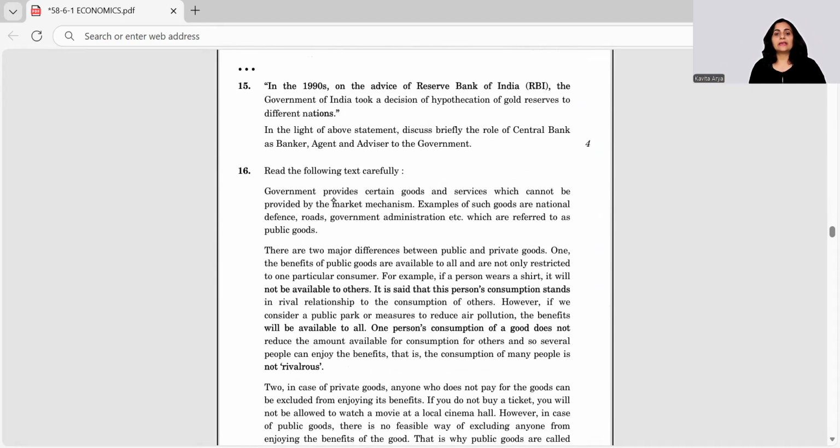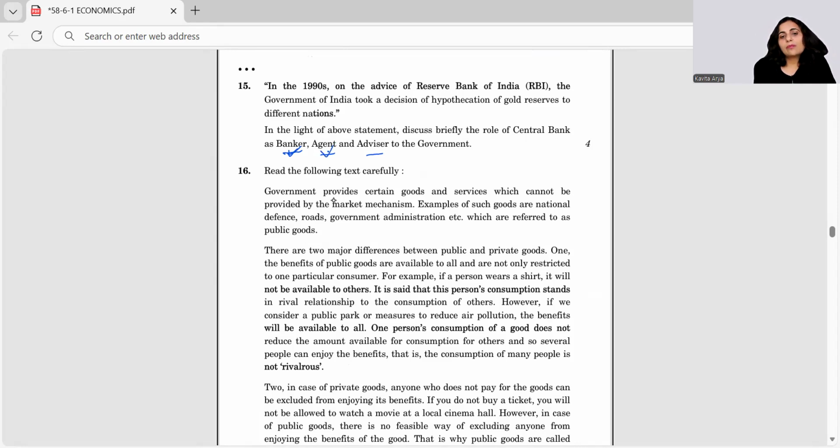Question number 15. In 1990, on the advice of RBI, the government of India took a decision of hypothecation of gold reserves to different nations. In the light of above statement, discuss briefly the role of central bank as banker, agent, and advisor. It means you have to talk about these three functions, right? So you may say as a banker, it accepts the deposits, lends loans, right? So does other banking functions, right? Remittances, takes care of remittances, etc.